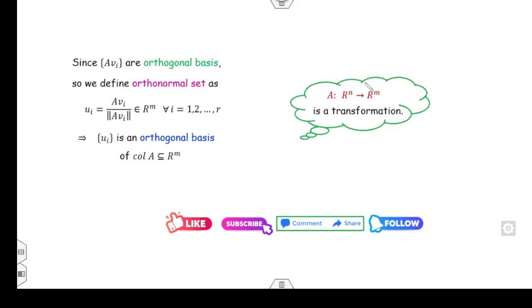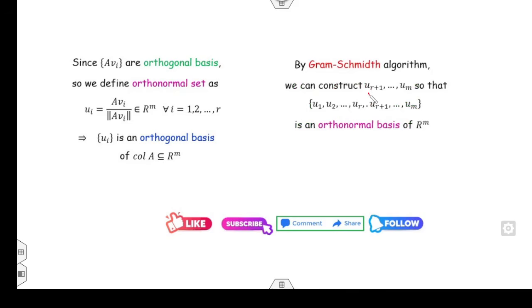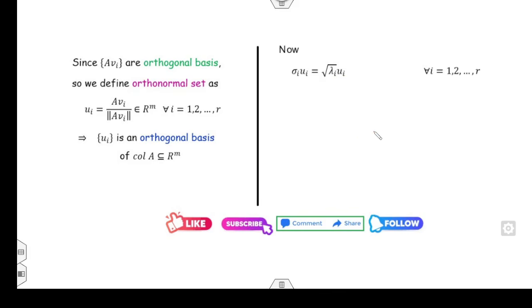Now, once we have the orthogonal vectors, because A is m cross n, they are only a part of the basis. How can you extend it to the complete space? By using the Gram-Schmidt process. We can extend it to the complete basis by using the Gram-Schmidt process. Now clearly, what is the value of sigma i? Sigma i is the positive root of lambda i. And Ui are my orthonormal. So if I multiply both sides by Ui, I can write this number.